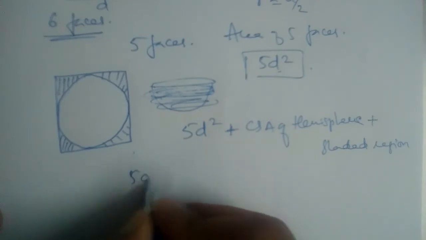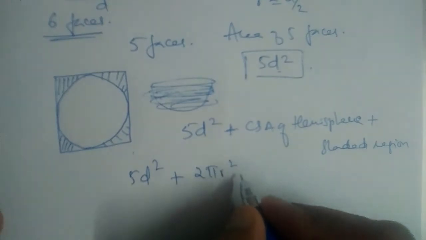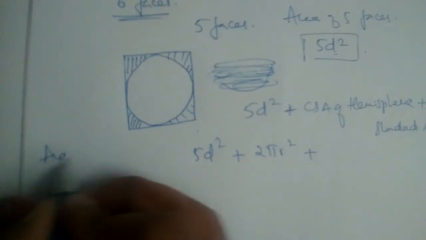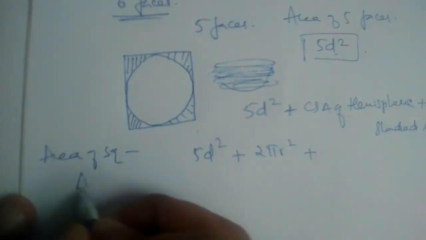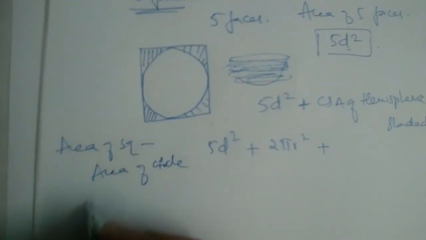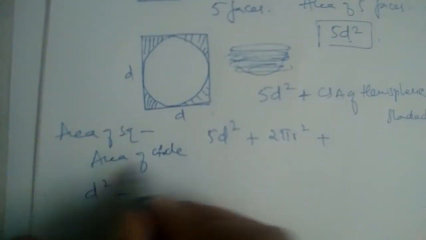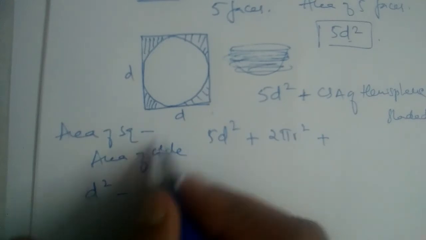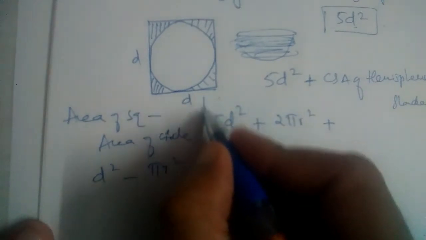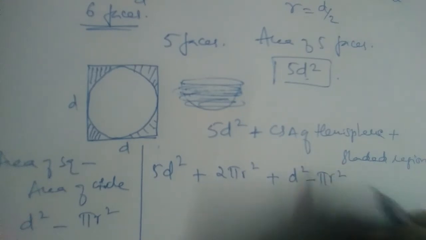So this is 5d square plus, we know curved surface area of hemisphere is 2 pi r square, right? Plus shaded region. How should we find the shaded region here? Shaded region is area of square minus area of circle, right? So area of square is d square, because each side is d, so d into d is d square, minus area of circle. Area of circle is pi r square. So this will be equal to d square minus pi r square.